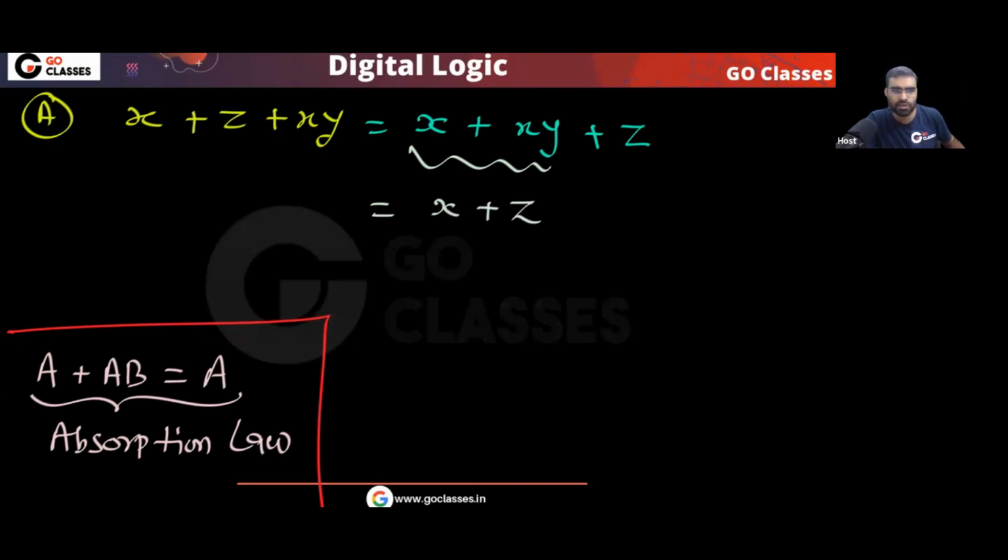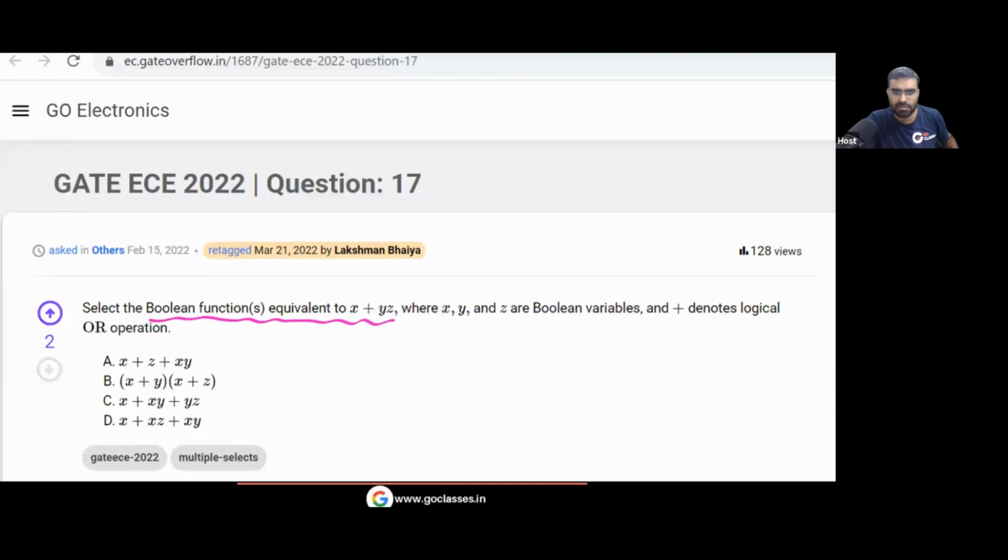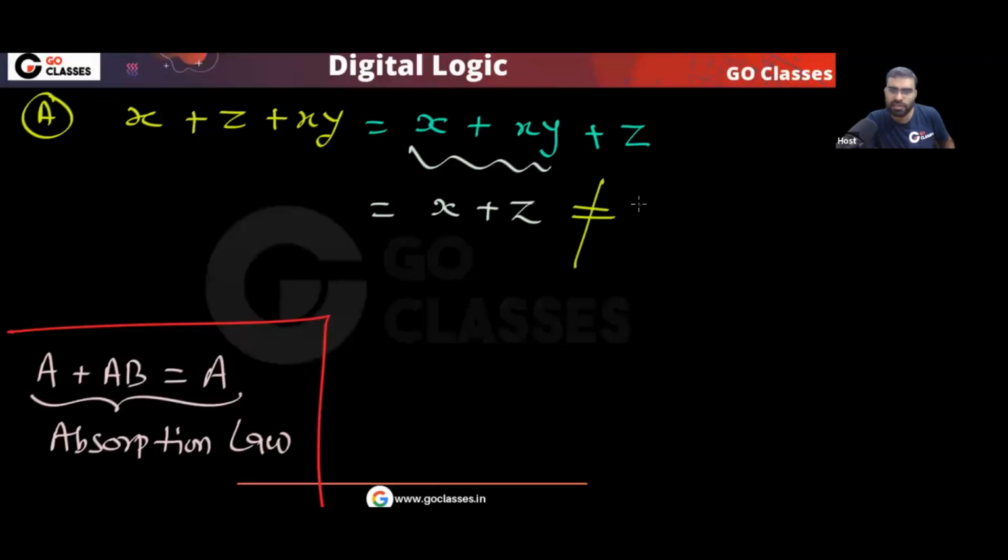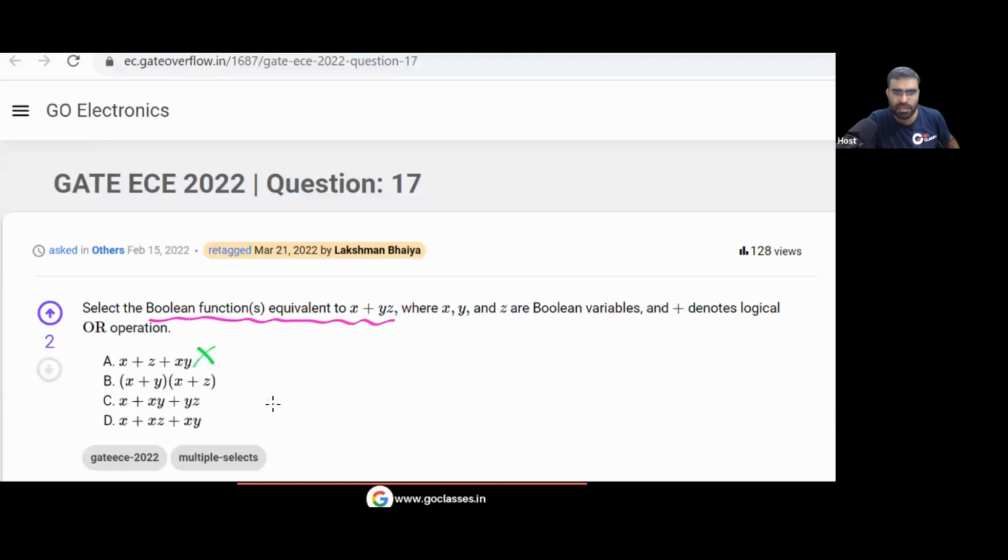Now you can see this x + z is definitely not equivalent to the given expression. The given expression was x + yz. This expression is definitely not equivalent to x + yz. So these are different, and I can simply say option A is not correct.